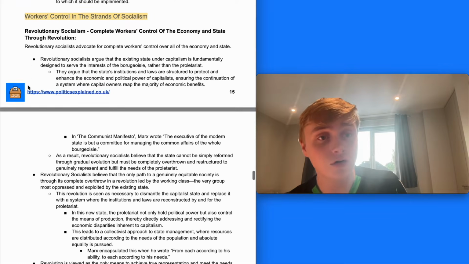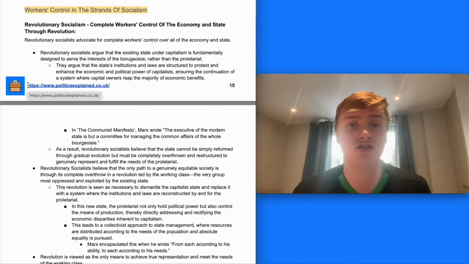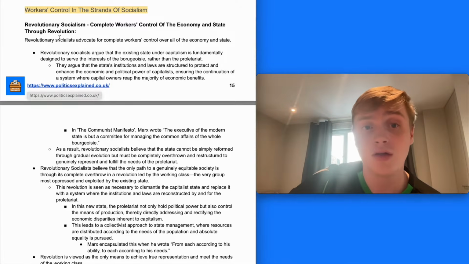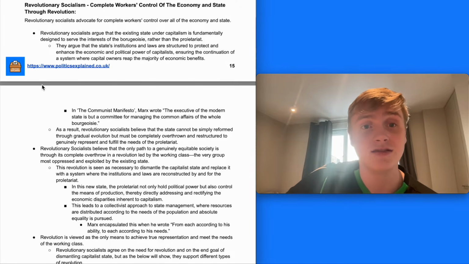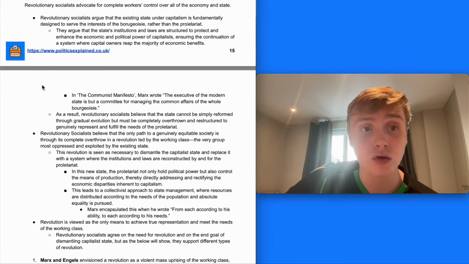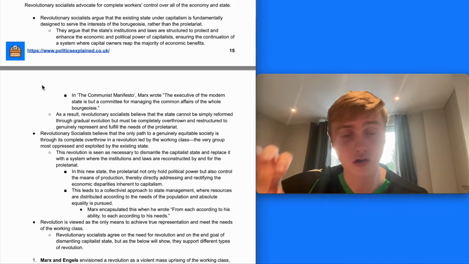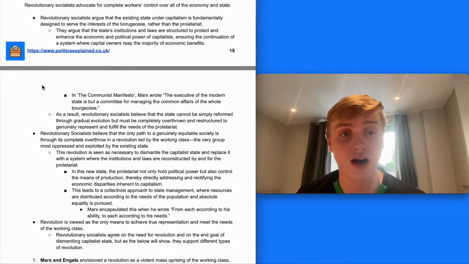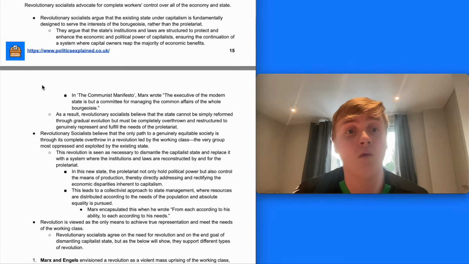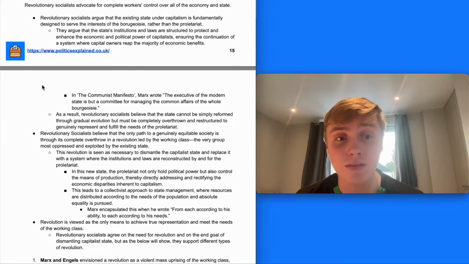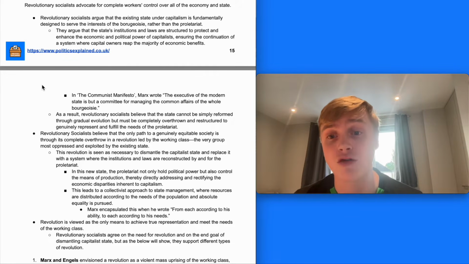So, revolutionary socialists believe in complete workers' control of the economy and state through revolution. They argue that the existing capitalist state is designed to serve the interests of the bourgeoisie rather than the proletariat. And all of the state's institutions, laws, and structure are designed to enhance the interests of the bourgeoisie rather than the whole of society and the working class. And as a result, the state needs to be completely removed and replaced in a revolution.